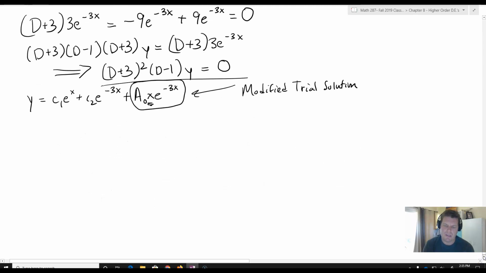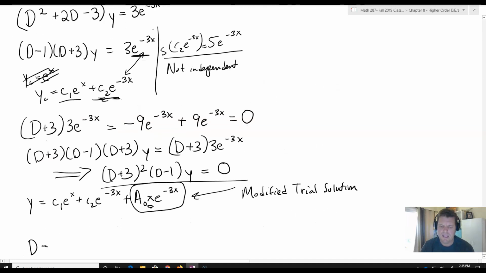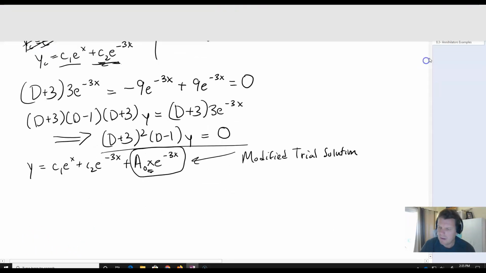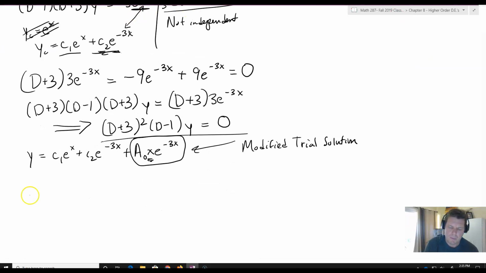So now we're going to actually just plug that in. By the way, remember to plug it into the original. So that's d squared plus 2d minus 3. Let's just erase that because it's terrible. So we've got d squared plus 2d minus 3 times our particular solution, a naught x e to the negative 3x.